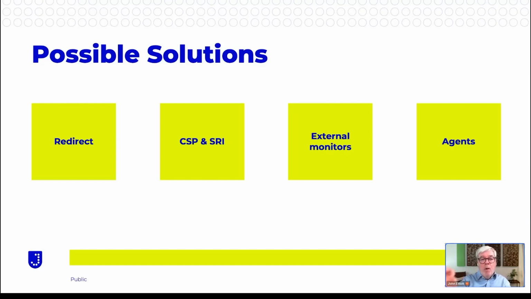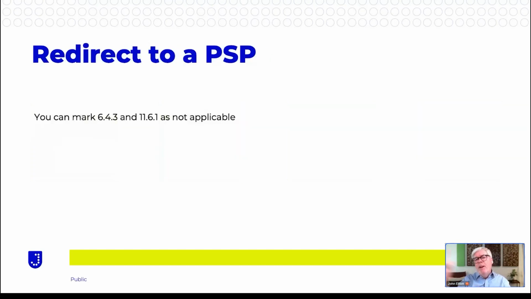I'm going to go through them very quickly. So, if you redirect to a payment service provider, you're on the checkout page, you hit Pay Now, and then rather than staying on the merchant's page with the payment form in an iframe, you wander off to a payment service provider. So now the consumer is having the conversation with the payment service provider. 6.4.3 and 11.6.1 are not applicable. That's the easiest thing to do. But then you lose control of the payment flow, and you lose control of the look and feel, and it might confuse the customer if they're now on somebody else's website to make a payment.